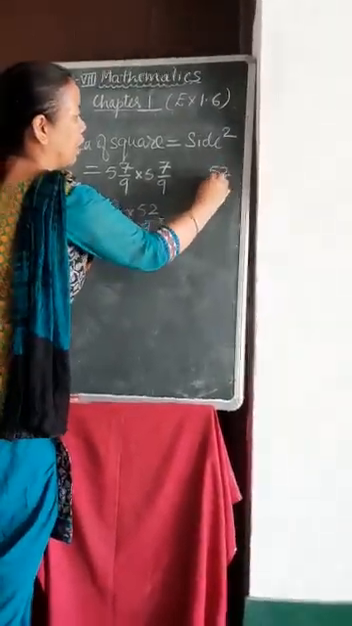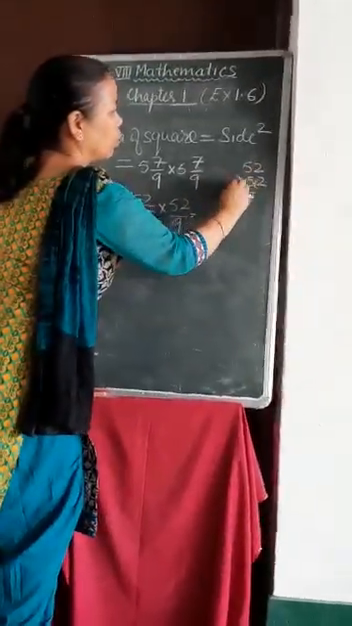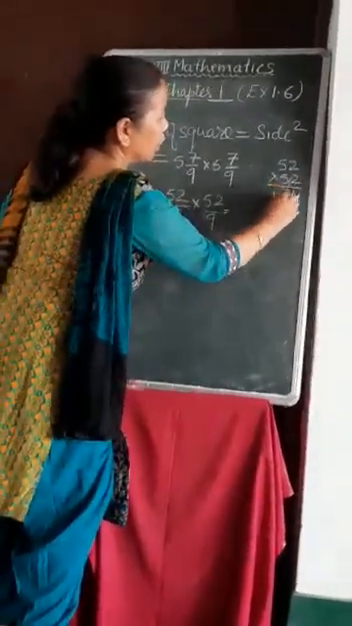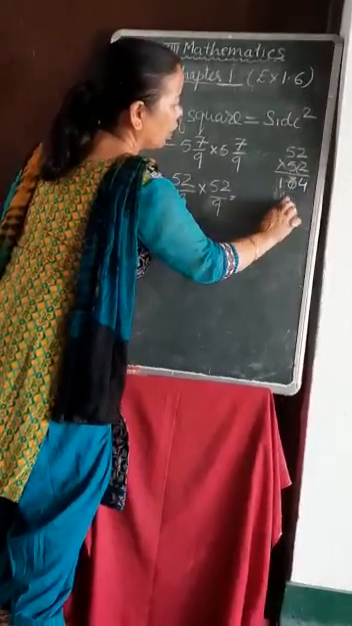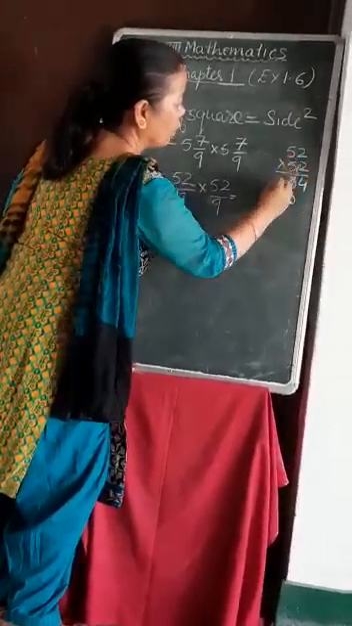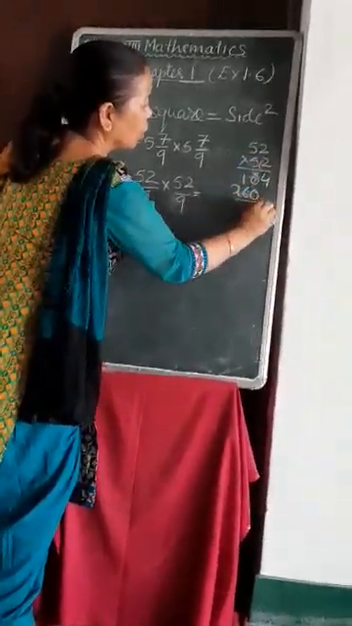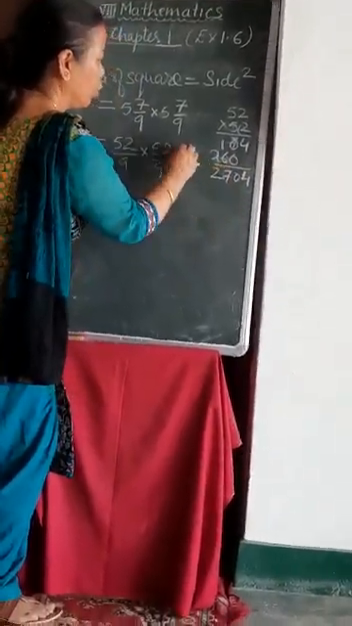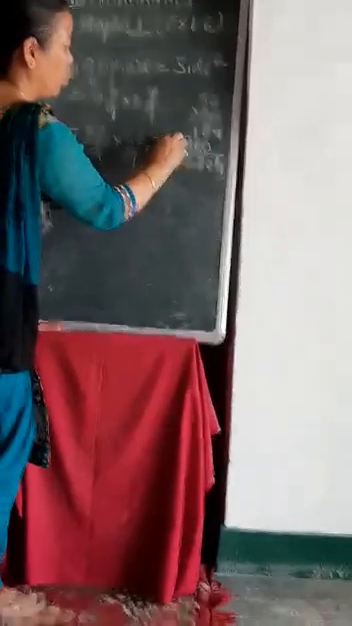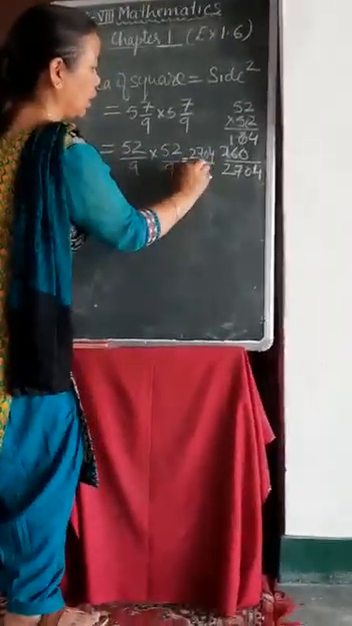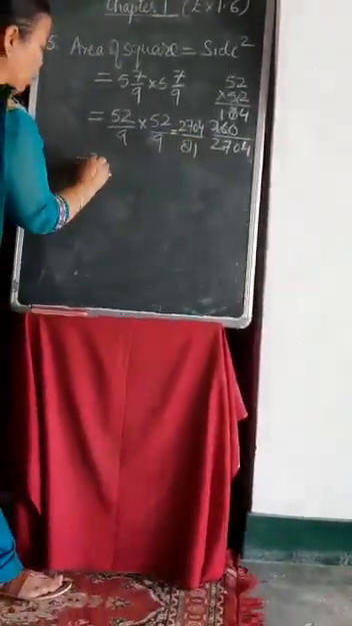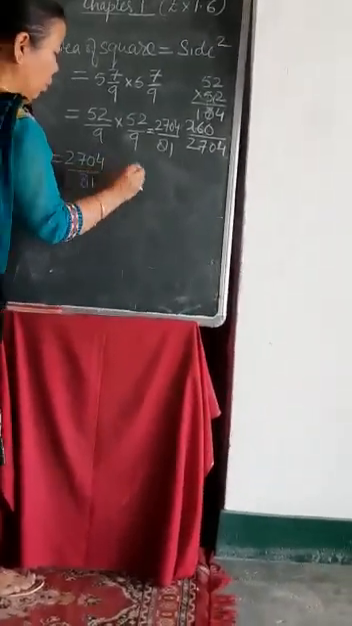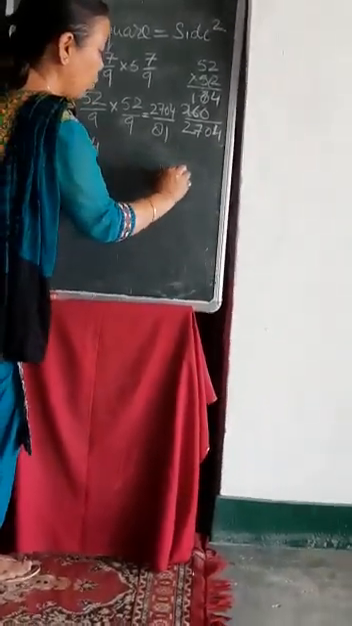52 multiplied by 52 is equals to: 2 2s are 4 and 2 5s are 10. 5 2s are 10, 0, carry 1, 5 5s are 25 and 1, 26. 2704. And 9 9s are 81. So 2704 divided by 81, we will convert this into mixed form.